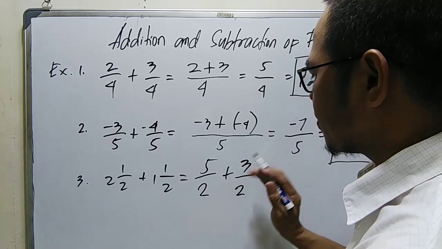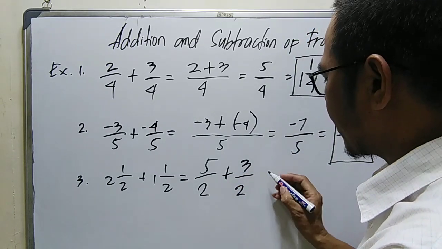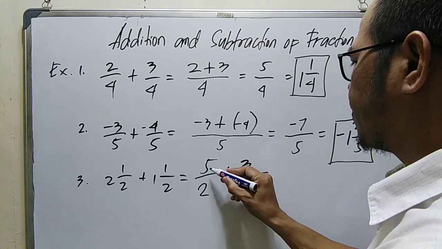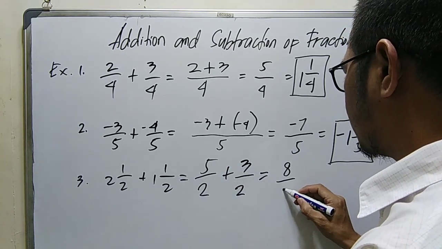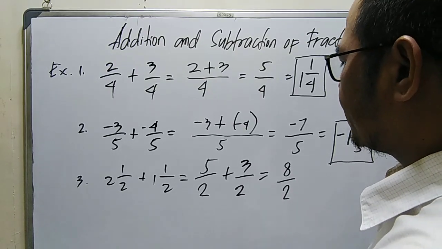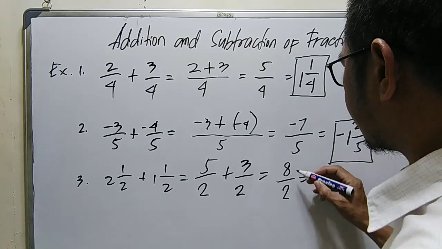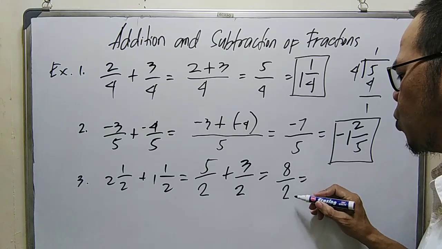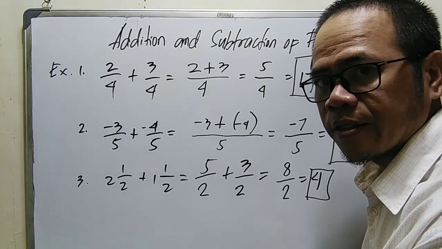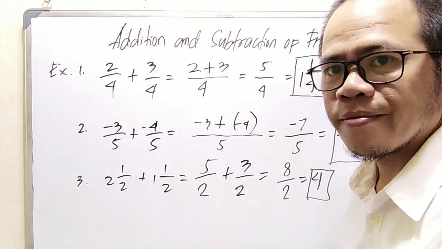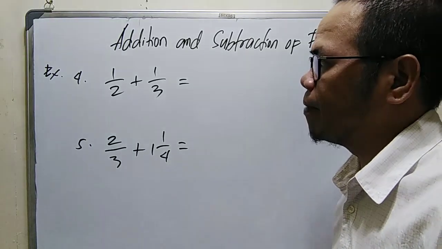So ang gagawin natin dito, pwede na natin i-add yung numerator kasi the same na yung denominator, kasi improper fraction na sila. Okay? So 5 plus 3 is 8 over 2. Ayan. Then, equals 8 divided by 2 is 4. So, this is your final answer. Okay, let's proceed to another example. Okay, another example, number 4.